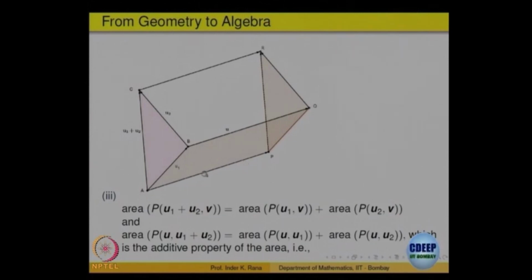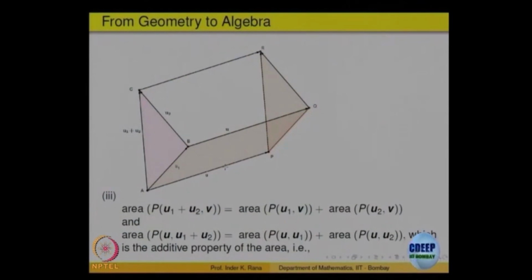Geometrically, you can see here that we are using the fact that the geometric concept of area is an additive function. If you have two non-overlapping regions, the area of the union is equal to the sum of the areas. So, that property is used. The important thing is that the area of the parallelogram spanned by u1 plus u2 and v is the same as the area of the parallelogram u1 v plus the parallelogram u2 v.